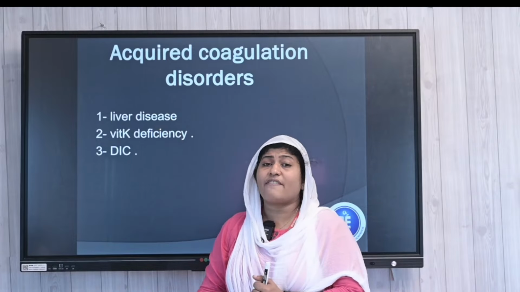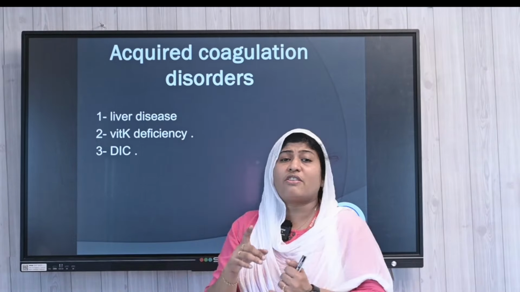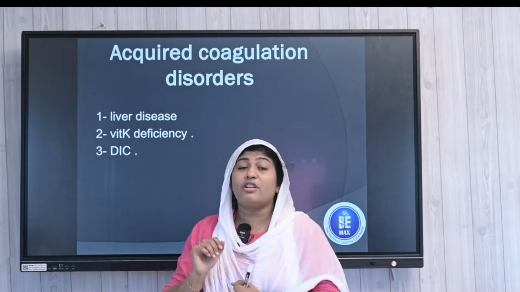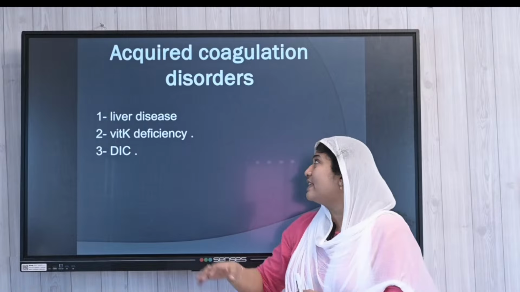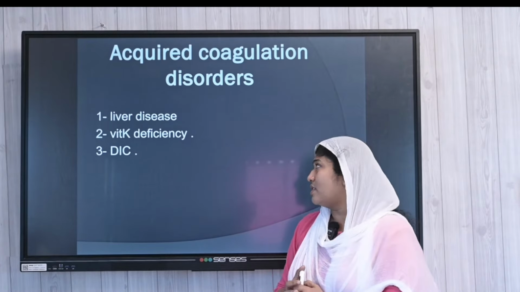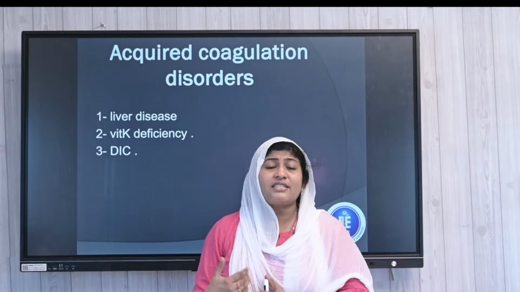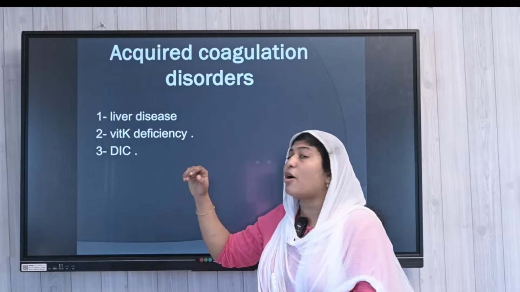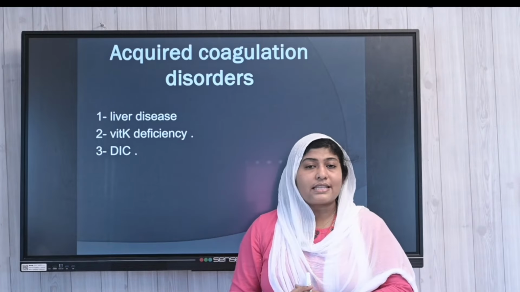If a patient has a problem with the liver, either due to a viral infection such as hepatitis B, hepatitis C, or due to liver cirrhosis, they all will result in a coagulation disorder. They are called acquired coagulation disorders because the liver is the area where the synthesis of coagulation factors occurs. So if the liver has a problem, definitely the coagulation cascade will be affected.